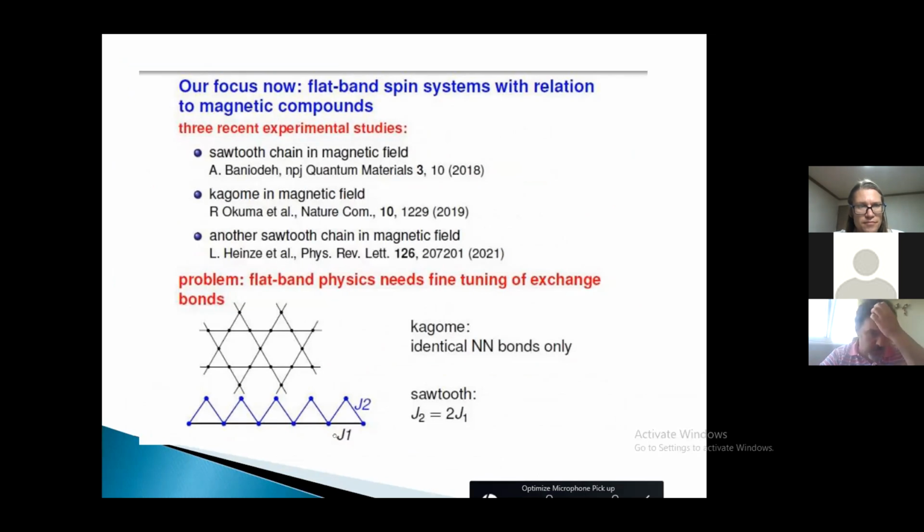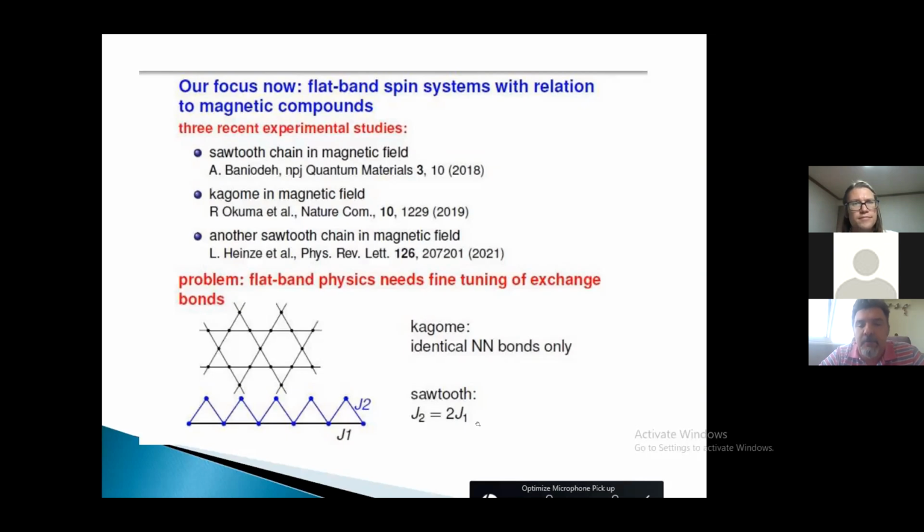with two types of exchange interaction, J1 and J2, one for the basal line and another for the zigzag. As I told you, the magnonic flat band usually demands a strict constraint for the exchange couplings. For the sawtooth chain, the flat band can appear only when J2 equals 2 times J1.